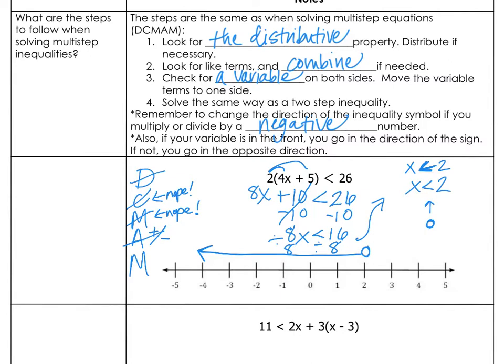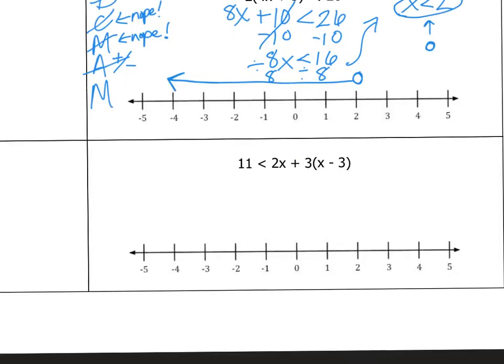We graphed as well as solved our inequality, and I'm going to circle my inequality just so my teacher can see it easily. Let's go ahead and write our acronym again, DCMAM. My D stands for distribute, so now I need to look for parentheses. I do have parentheses, and the number right outside these parentheses is positive 3. So I need to distribute the positive 3 to the x and the positive 3 to the negative 3.